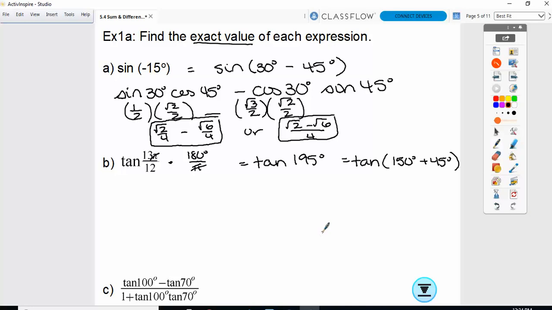Okay. So now we have the tangent of A plus B formula. So that says tangent of A plus tangent of B over 1 minus, bless you, tangent of A, tangent of B.